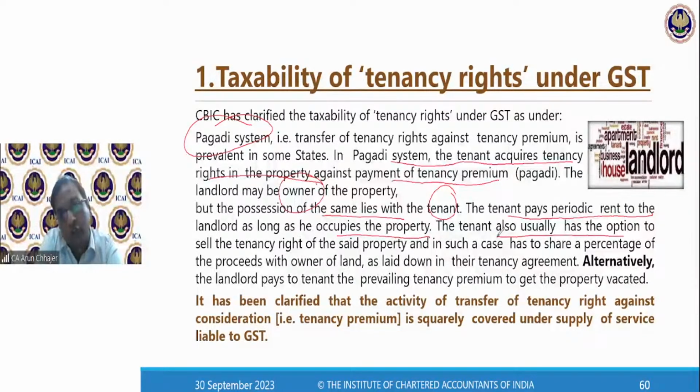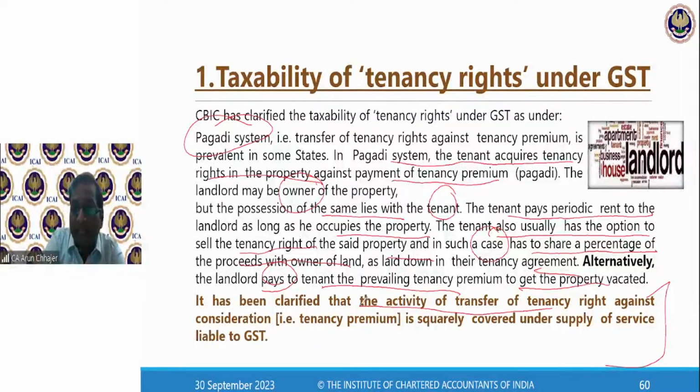The tenant also usually has the option to sell the tenancy right of the said property. In such a case, he shares a percentage of the proceeds with the owner of the land as laid down in the agreement. Alternatively, the landlord pays the tenant the prevailing tenancy premium to get the property vacated. So it has been clarified that the activity of transfer of the tenancy right against consideration is covered in supply and is chargeable to GST.